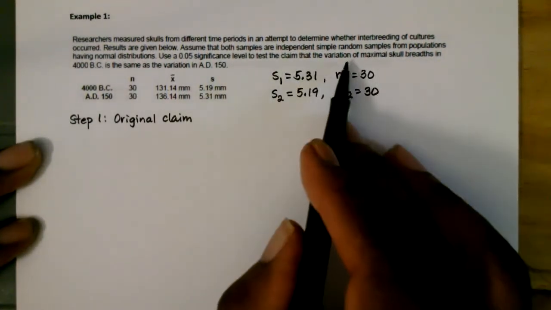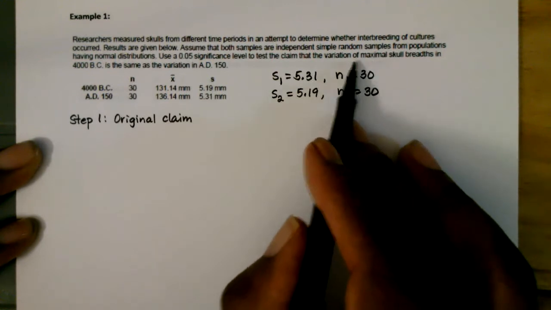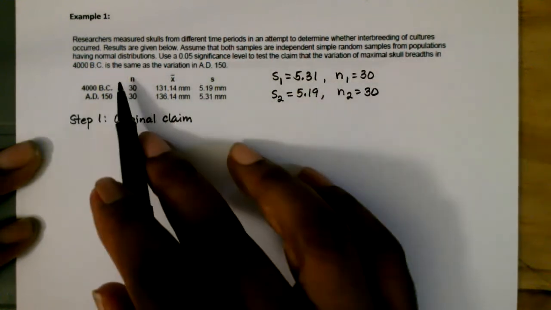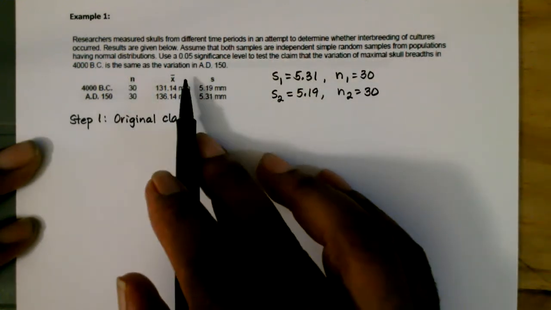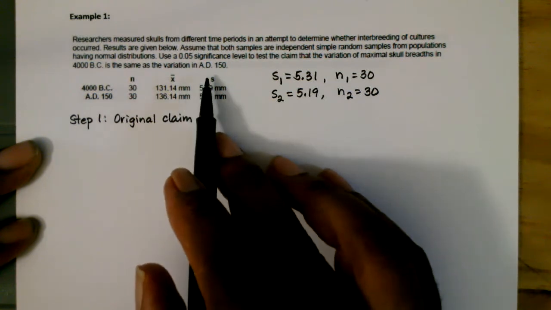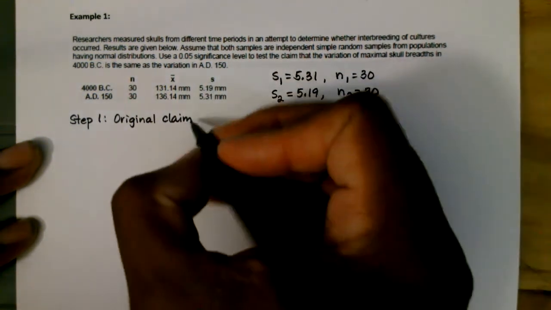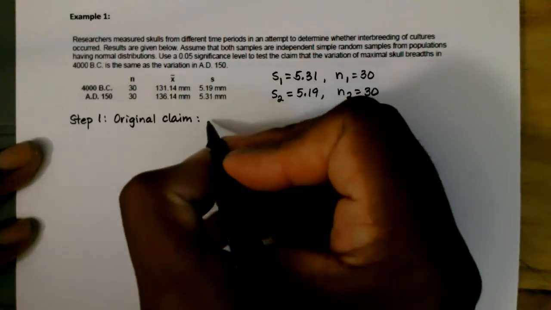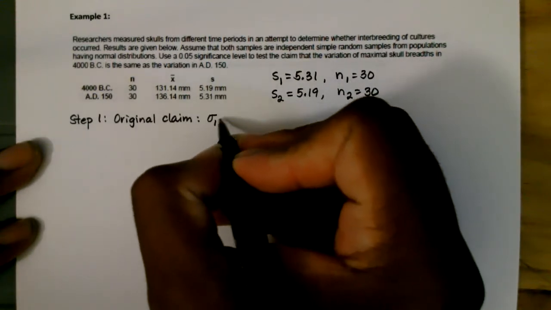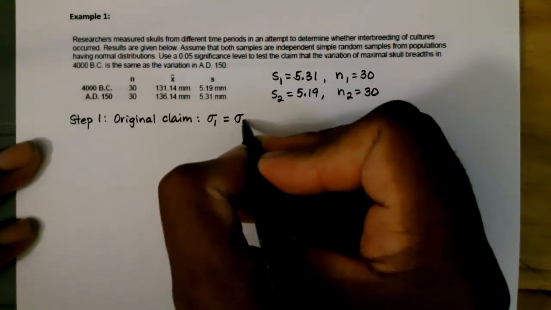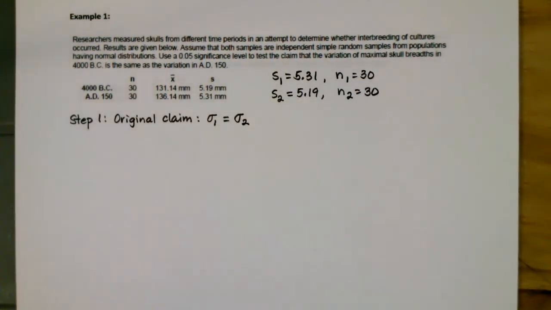So we're testing the claim that the variation of maximum skull breadths in 4000 BC is the same as the variation in AD 150. That means the variances are equal to each other. So that means sigma 1 is equal to sigma 2. That's the original claim, the same as, in symbolic form, equal to.